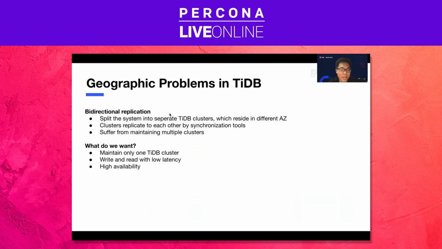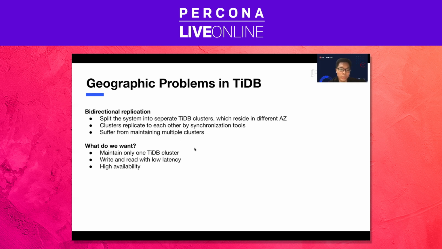The original one is bi-directional replication. It means the database is split into multiple TiDB clusters, and the clusters reside in different zones. Clusters replicate to each other by sync tools. The biggest problem is users suffer from maintaining multiple clusters.